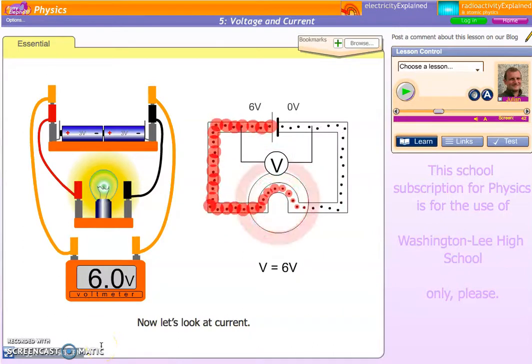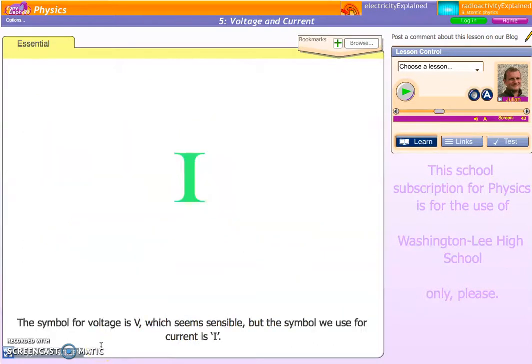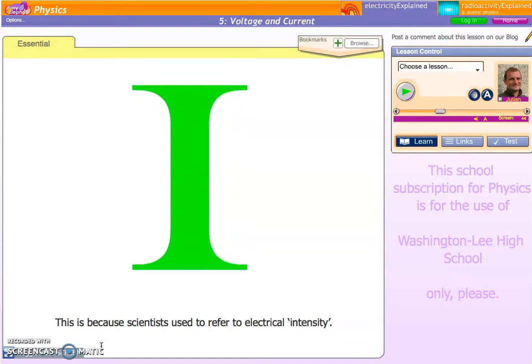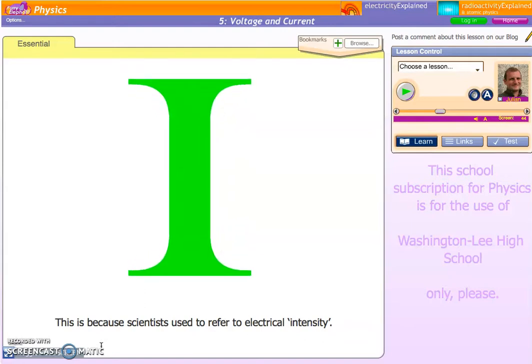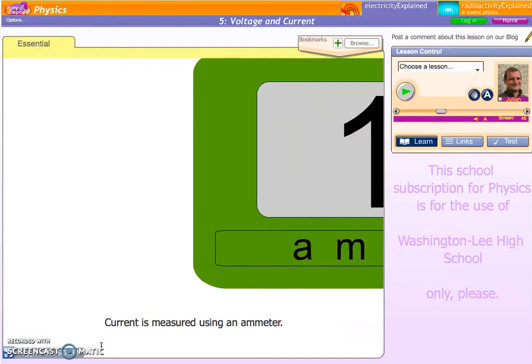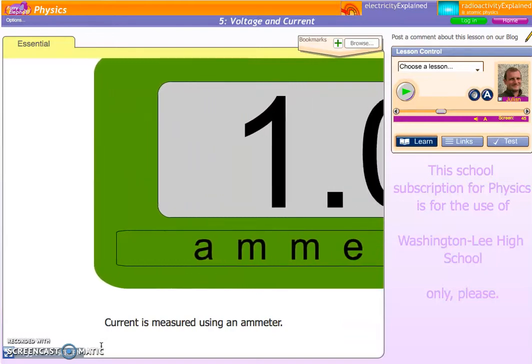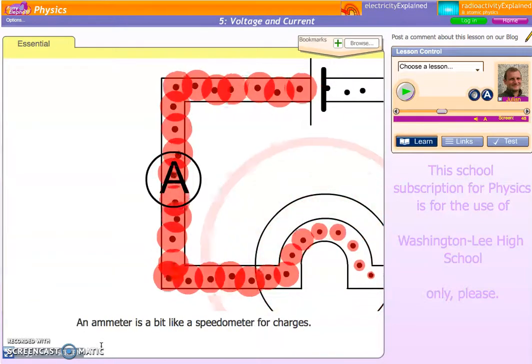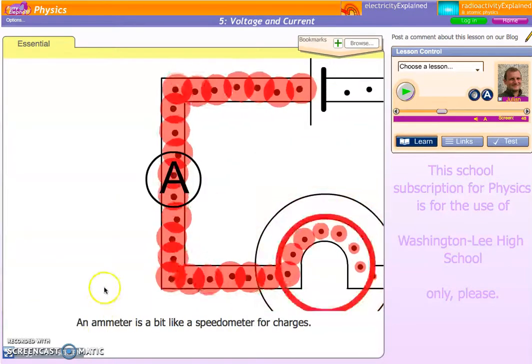Now let's look at current. The symbol for voltage is V, which seems sensible. But the symbol we use for current is I. This is because scientists used to refer to electrical intensity. Current is measured using an ammeter. An ammeter is a bit like a speedometer for charges.